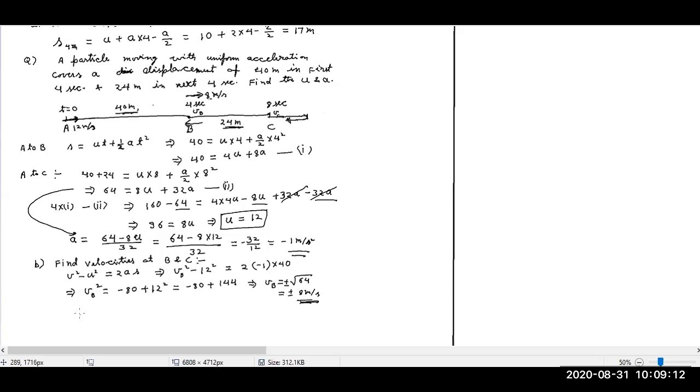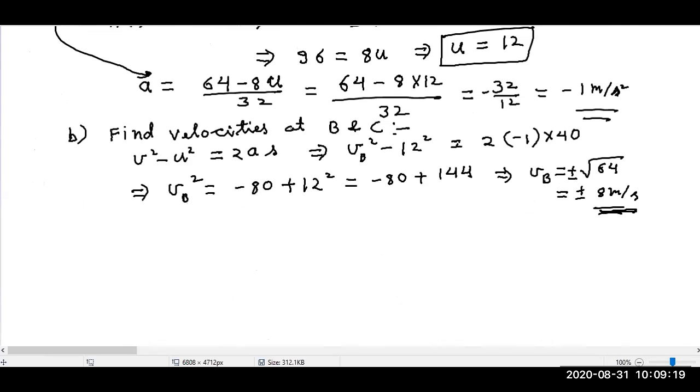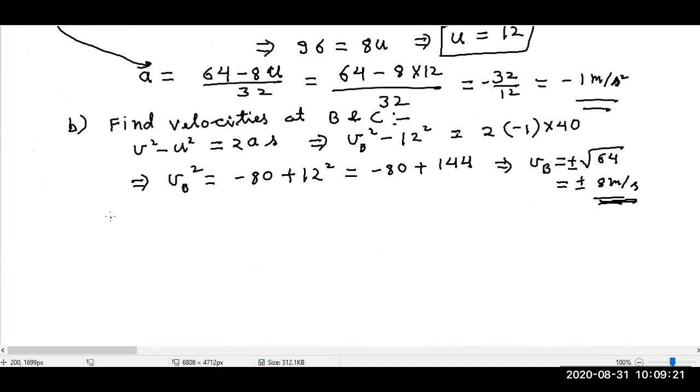So for that again we are going to use the same equation, but values will be different. So same equation. So VC square this time, this was VB. So this time VC square minus U square equal to 2AS up to C. So VC is, we need to find VC, and U square plus 2ASC. So this much we are going to do.